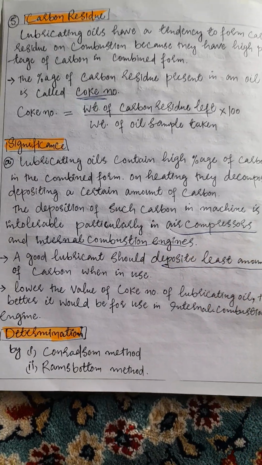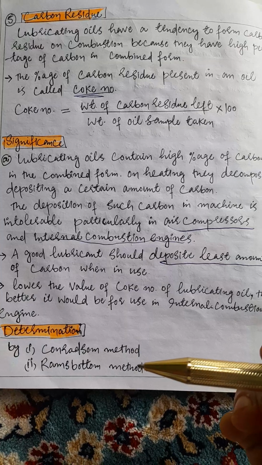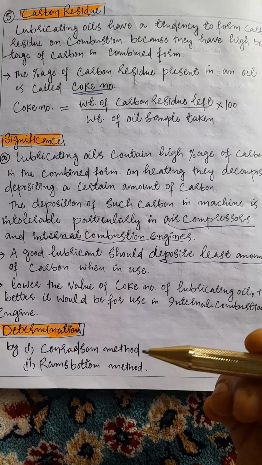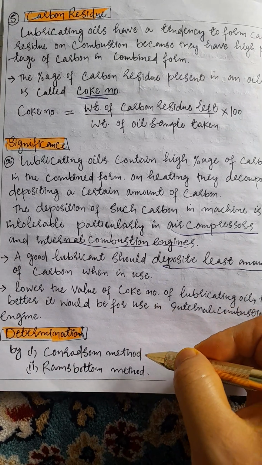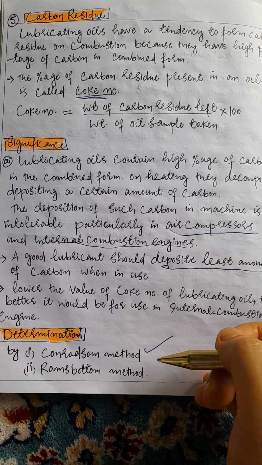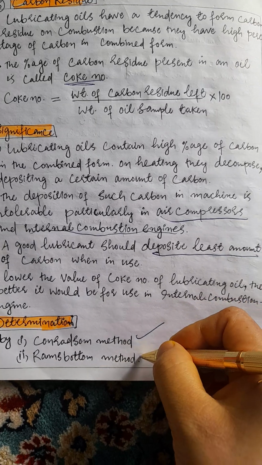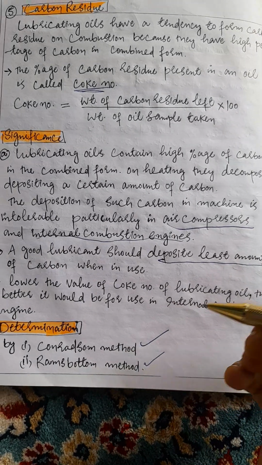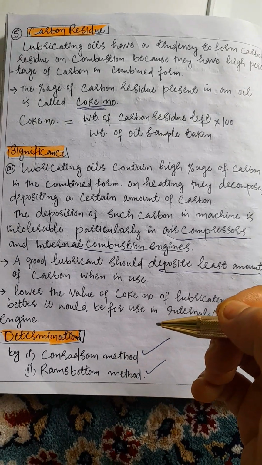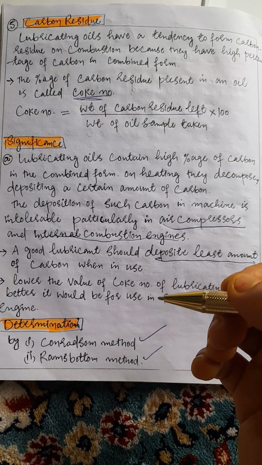Now, how would you determine this carbon residue? We have two different methods. First, we have the Conradson method, which uses the Conradson apparatus. And second, you have the Ramsbottom method. Fine. These are the only two methods by which you can determine the carbon residue of a lubricating oil.